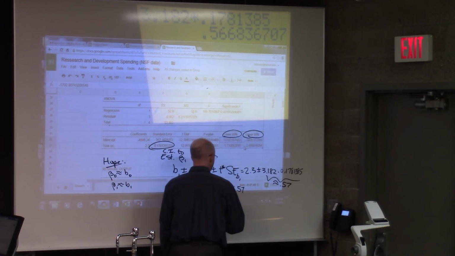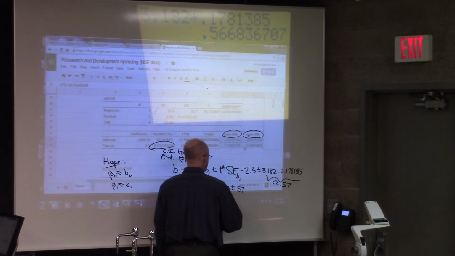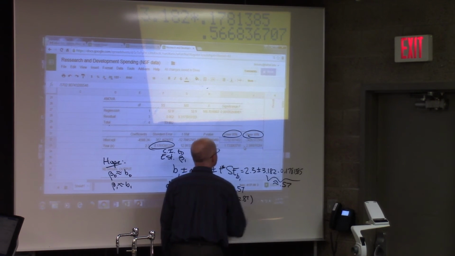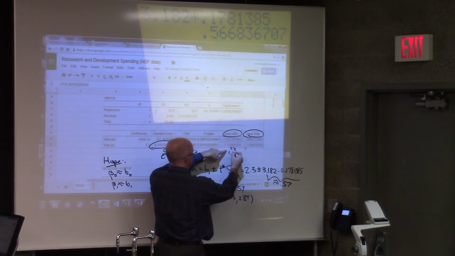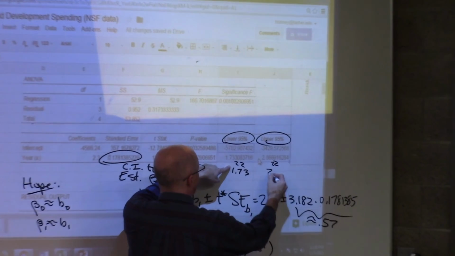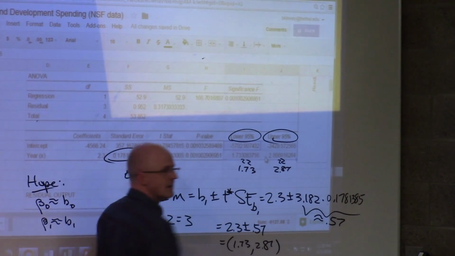In interval notation, with this kind of rounding, you'd get 1.73 to 2.87. Do we have a match? Yes. That's about 1.73. This is about 2.87.